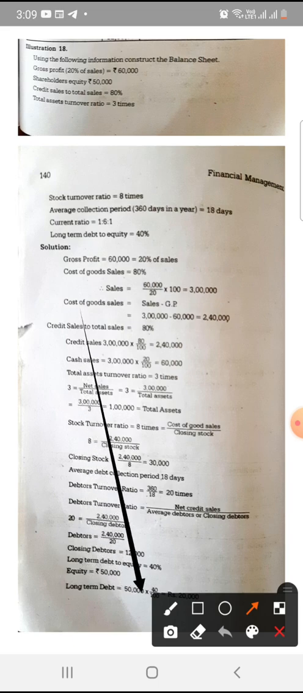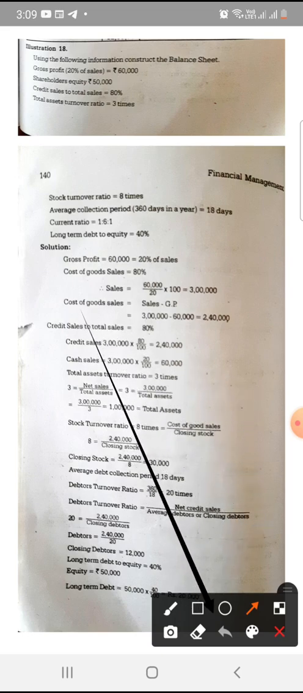Long term debt to equity 40%. What does that mean? Equity is 50,000, so debt is how much? 50,000 into 40%, you will get 20,000. Now we will move to the next point.